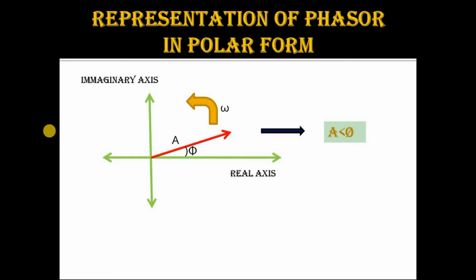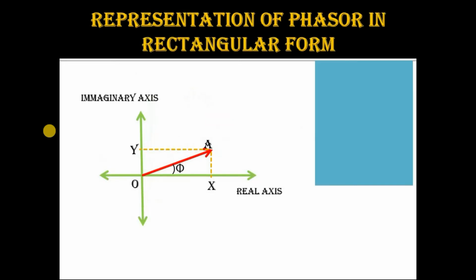So what is the magnitude? RMS value A. What is the angle? Phi. So this can be represented as A angle phi. This form is called polar form or magnitude angle form. Next, how to represent a phasor in rectangular form. The rectangular form is also called complex form.